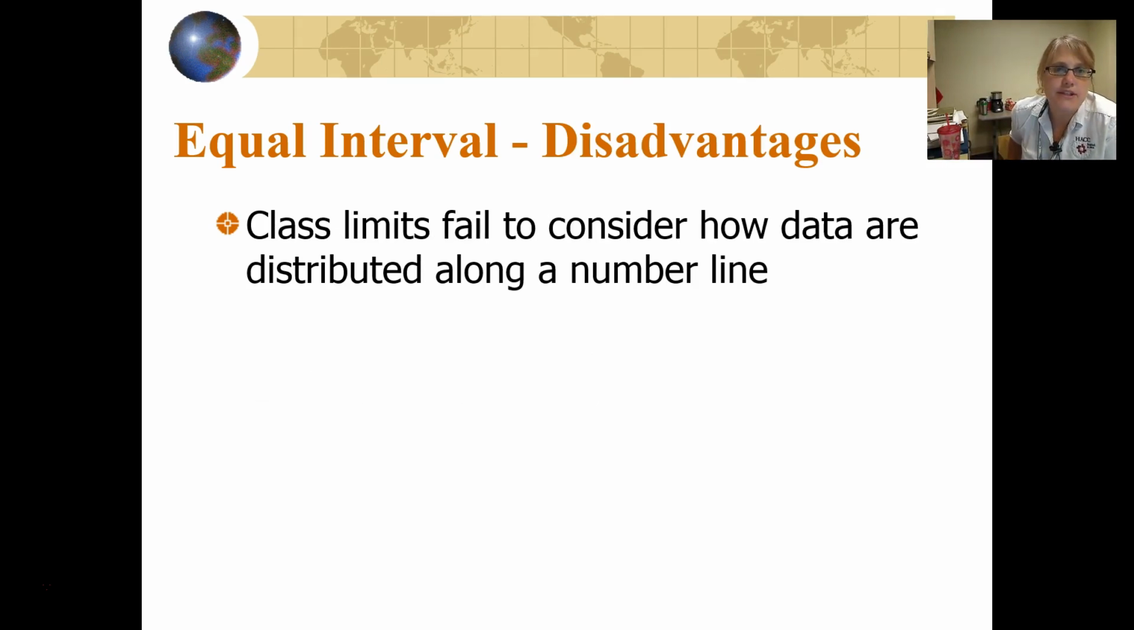But the disadvantage is that the class limits fail to consider how data are distributed along the number line. Essentially, if you don't have that perfectly even distribution, it's not a good scheme. It doesn't take into account that there might be areas where there are very few values, yet you have a class there. So that's one of the downfalls of equal interval.